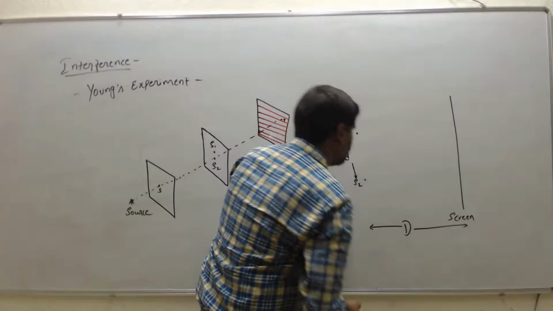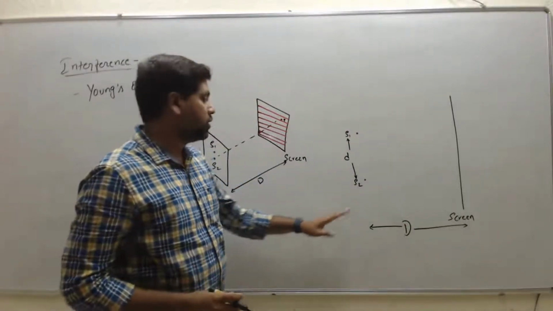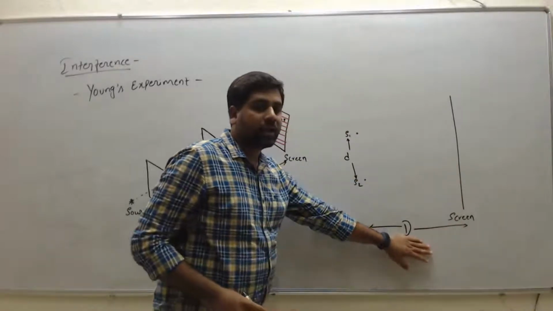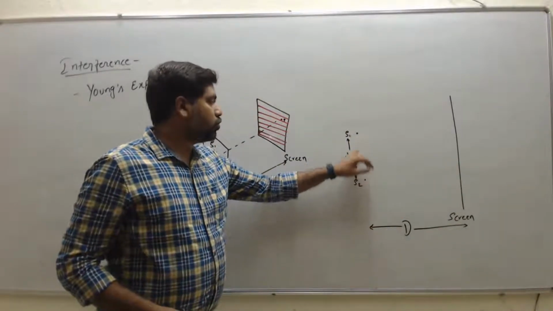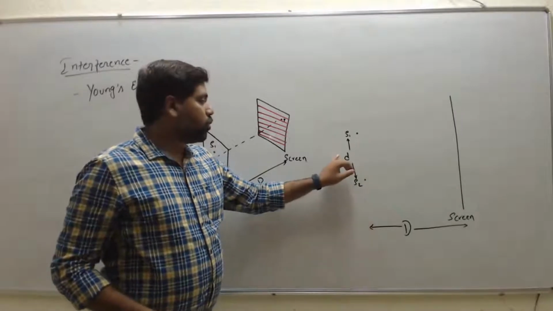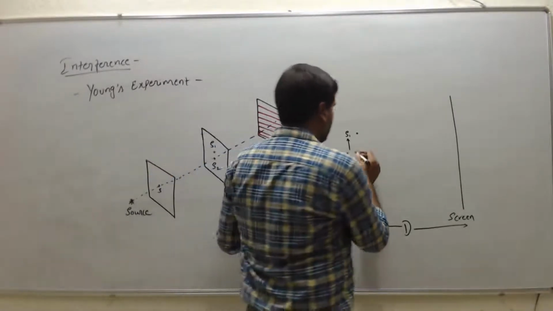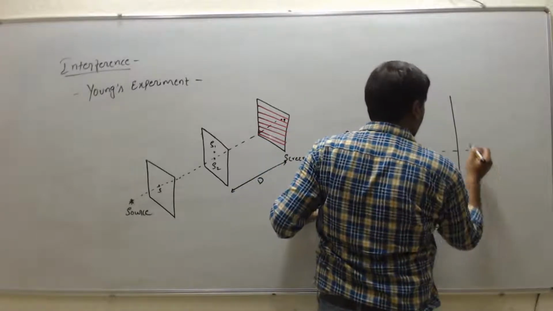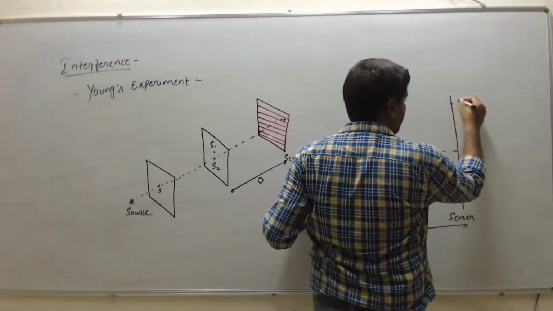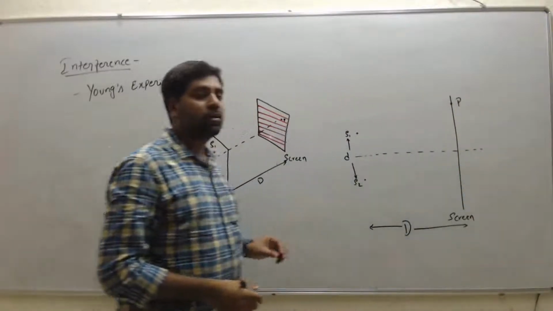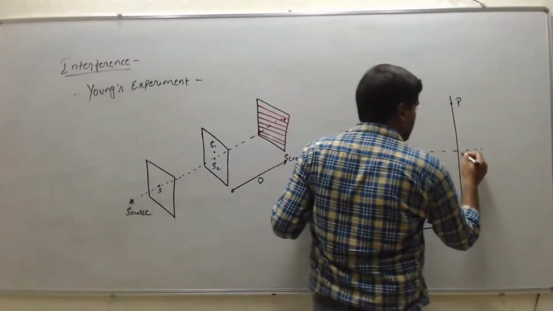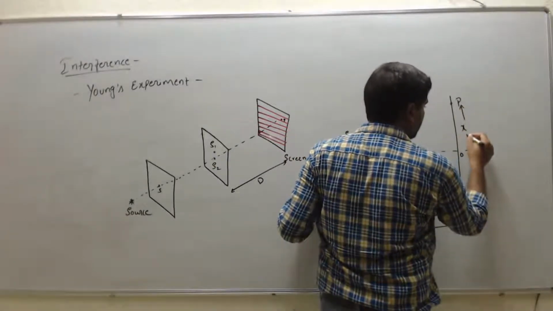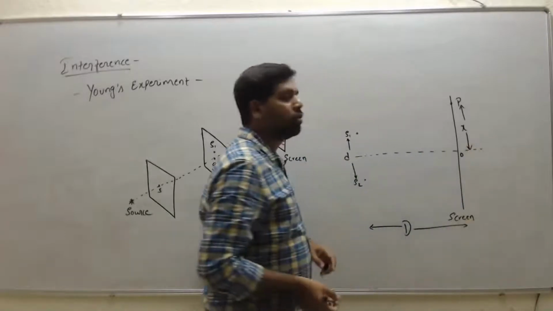So this derivation is very important, right? So the distance from secondary source to the screen is taken as capital D, and the distance between the two sources is taken as small d. So in the middle, somewhere here is the point P, right? So from the center O, the point P is at a distance x. So OP is equal to x.